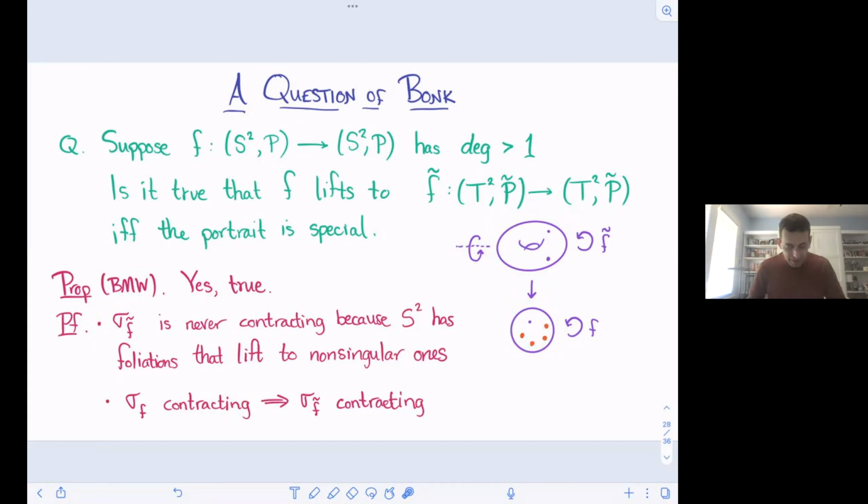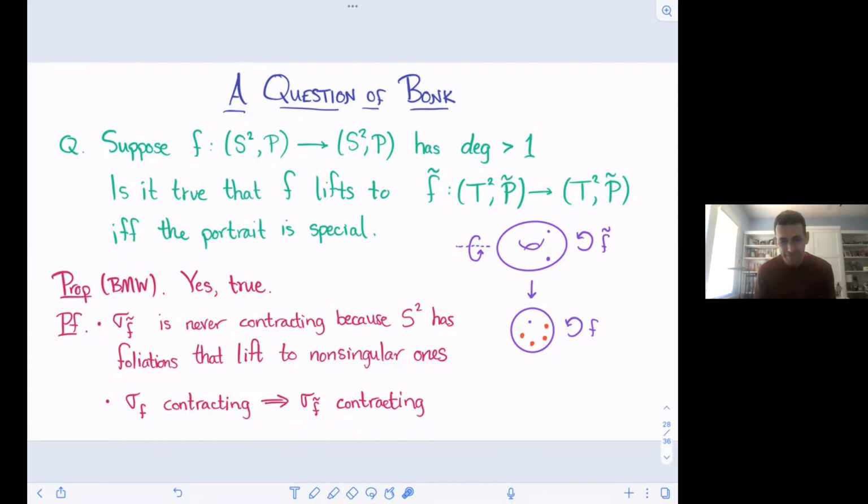Okay, but if sigma F is contracting, then sigma F tilde is contracting. So these are just in opposition to each other unless you have this special portrait where you don't have contraction. Okay. So that's how you get the if and only if. And why is sigma F contracting if and only if sigma F tilde is contracting? Just because a point in Teichmüller space down here gives you a point in Teichmüller space up here by pulling back through the hyperelliptic involution. So there's a direct correspondence between the Teichmüller spaces and the pullback maps.